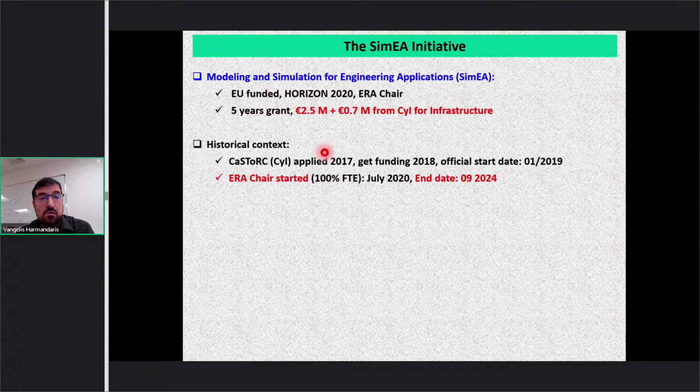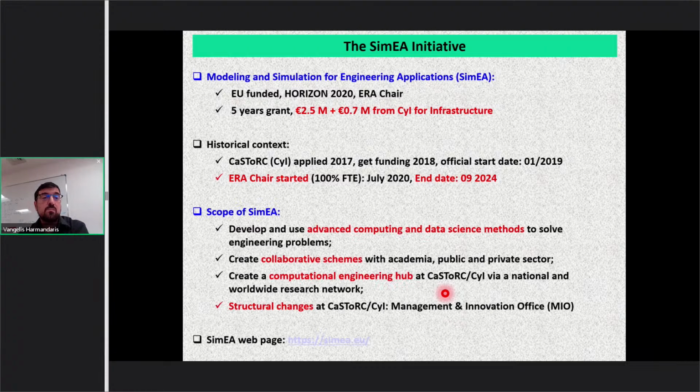This is just some of the statistics, and if I'm not wrong, Castor C applied for that in 2017 and got the funding in 2018. The official start date of the project was 2019. However, of course, in order to attract people and all that, there is some period. So I started 100% a few months ago, and the end date of the project is in almost 4 years from now.